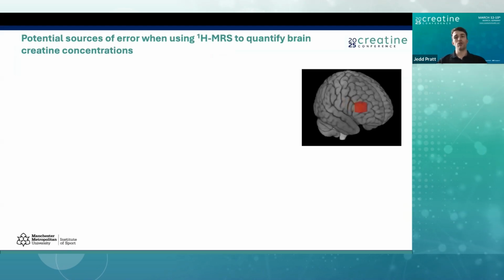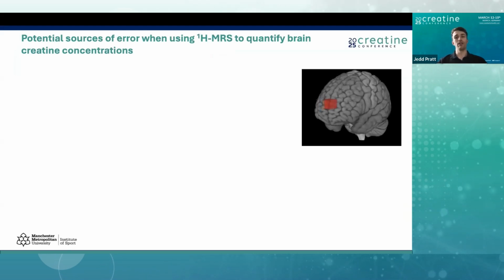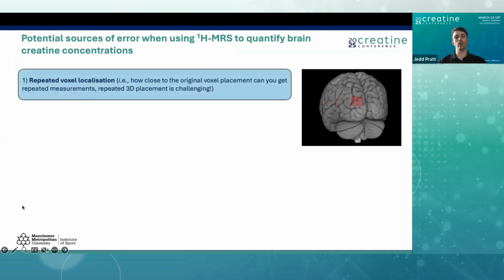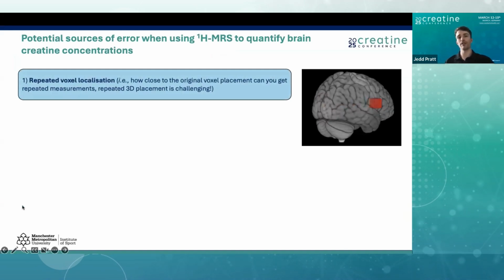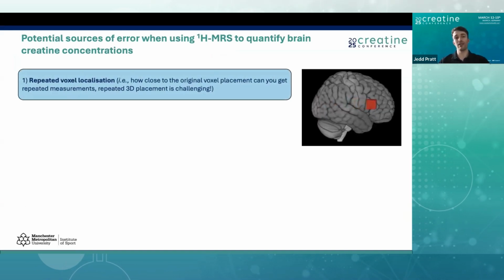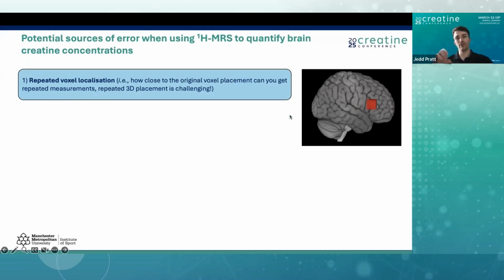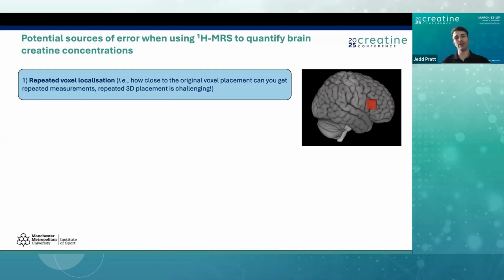So what are the potential sources of error when we're measuring brain creatine? So the first one is actually how well we reposition the voxels of interest. And it can be very challenging. So repeatedly positioning the voxels of interest, or that measurement area in the region of brain, can be challenging between people and between time points.